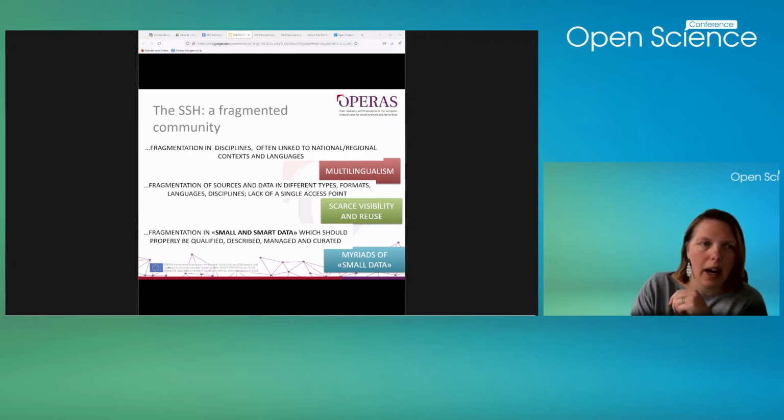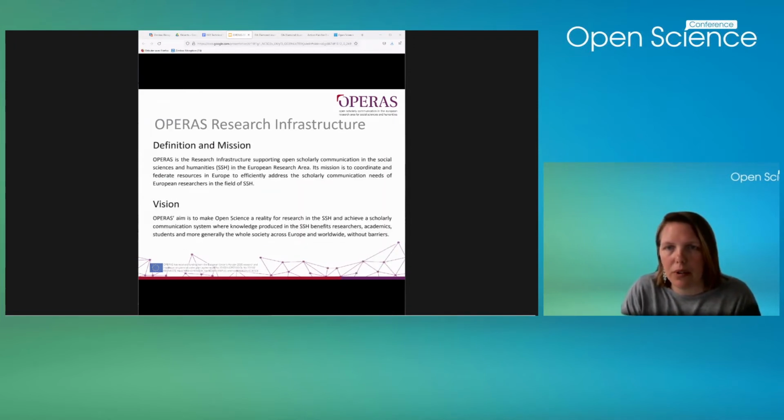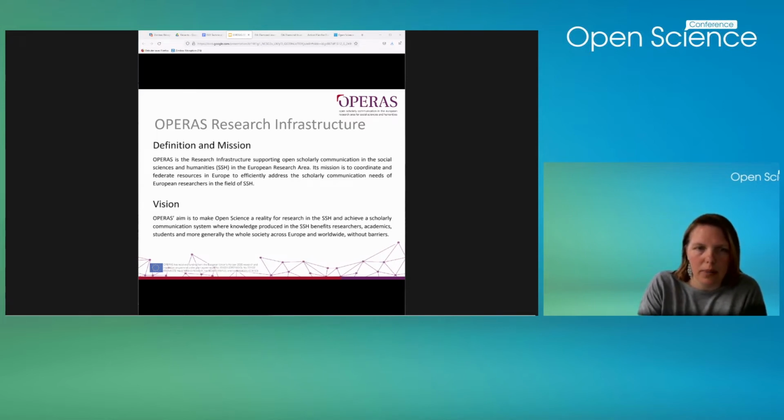And this is actually how we move to OPERAS research infrastructure. What I've just described is really the raison d'être of OPERAS. So the research infrastructure has been built in this context to support open scholarly communication and position open publishing for social sciences and humanities. We are a legal entity since 2019, which has the mission to coordinate and federate resources in Europe to efficiently address the scholarly communication needs of European researchers in the field of SSH. And the vision of OPERAS is to make open science a reality for research in the social sciences and humanities and achieve a scholarly communication system where knowledge produced in the SSH benefits researchers, academics, students, and more generally, the whole society across Europe and worldwide.